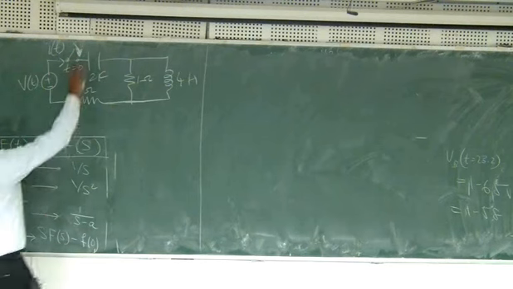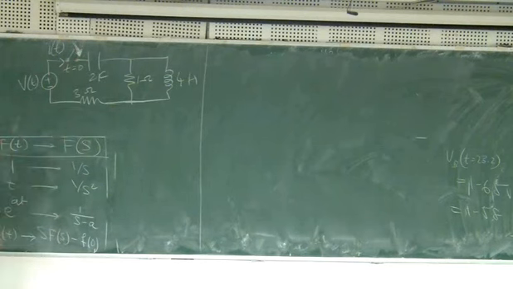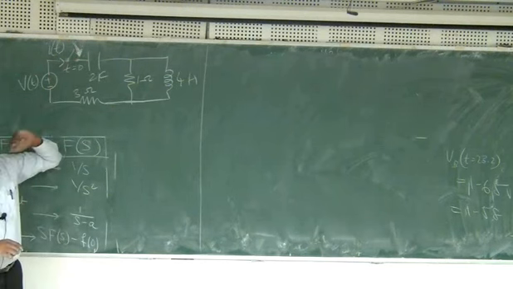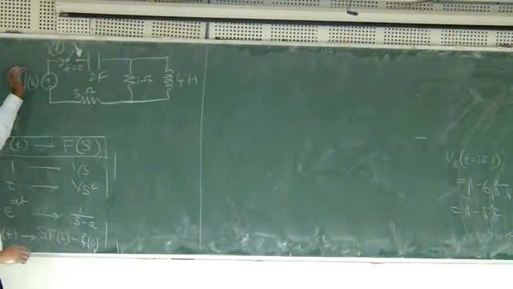So, okay, now look at this. At t equal to 0, I am closing the switch. Okay. The question is, what is I of t?